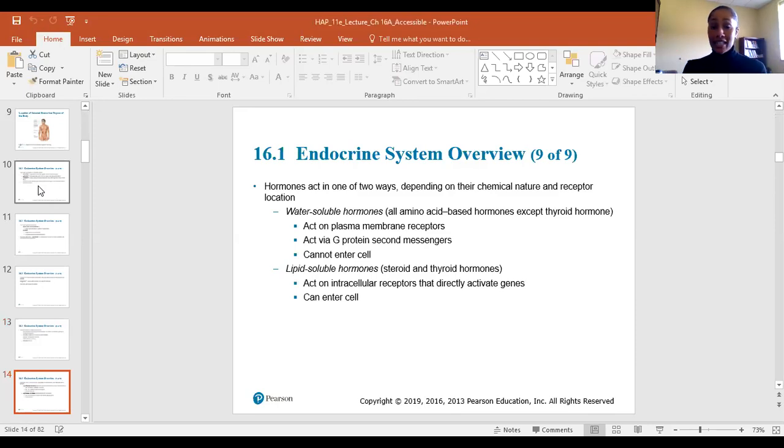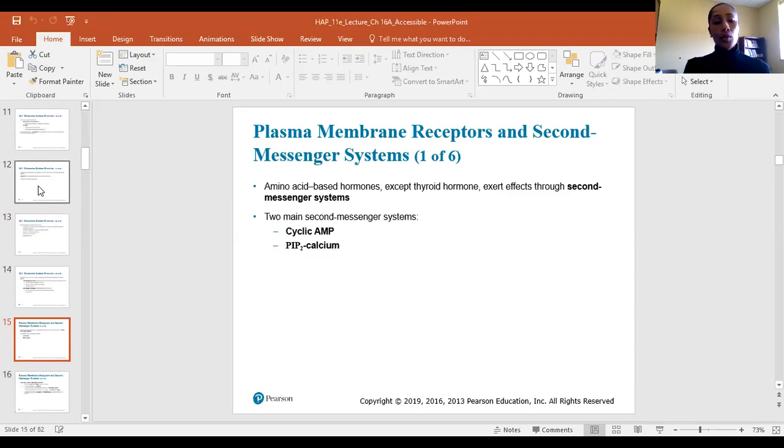Depending on your classification, so if you are an amino acid-based hormone or a steroid hormone, we can further classify you as a water-based hormone or a lipid-based hormone. The majority of our amino acid-based hormones are going to be water-based hormones. The exception to this will be a thyroid hormone. If you are a steroid hormone or a thyroid hormone, then we say you are a lipid-based hormone.